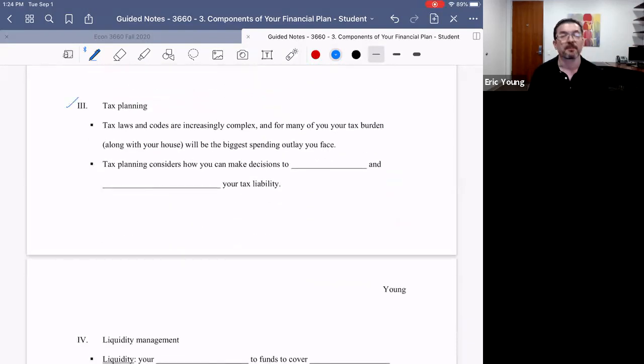The second part, tax planning. The reality is that number one, tax codes are increasingly complex. I prepare taxes. I have my IRS licenses. It gets tougher and tougher to understand it every year. Thank God for tax software. And most critically, for many of you, your tax burden, meaning the percentage or the amount that you're effectively paying.